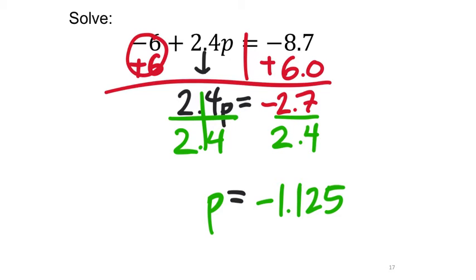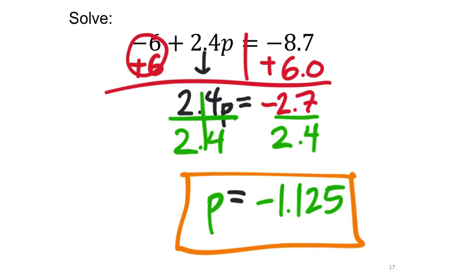Okay, so I'm going to check. I'm just going to use the calculator to check this, right? So -6 plus 2.4, and we can type it all in at one time, -2.4 times -1.125, enter. Now before I push enter, I should expect it to show -8.7. I did push enter, and it shows -8.7, which means that I now have a true statement, okay? And that means that this is the actual solution to our equation.